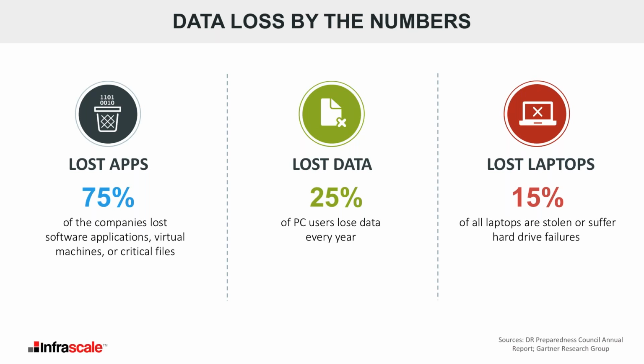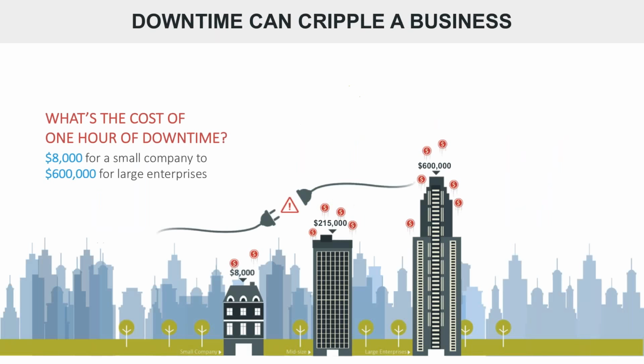So if we look at some of these numbers, 75% of companies surveyed lost software applications, virtual machines, or critical files. And this was in a 1-year period. 25% of PC users lose data every single year as well. And 15% of all laptops are stolen or suffer hard drive failures. So when we look at these stats, we realize it's really not a matter of if, but a matter of when, right? And so you want to be prepared in the event that any of these disasters happen.